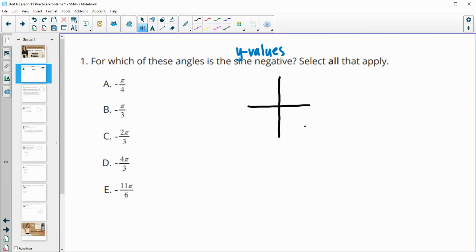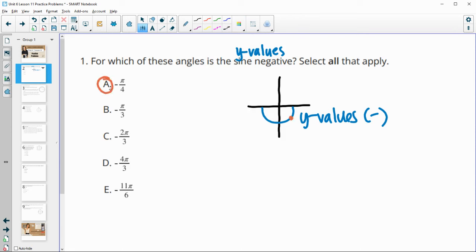And then positive x, negative y. So sine is going to be negative down here because this is where our y values are negative. So any angle that lands in the third or the fourth quadrant would be a negative sine value. So if we look at where negative pi over 4 would be, negative pi over 4 would be here. So that's going to be in quadrant 4.